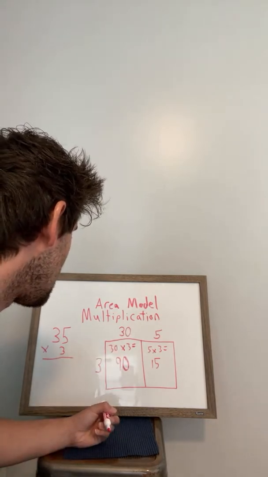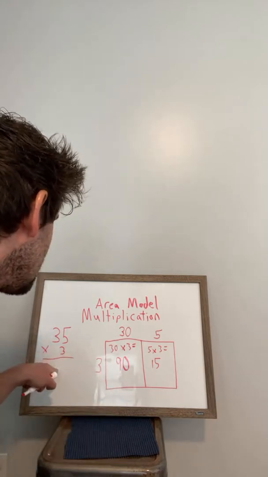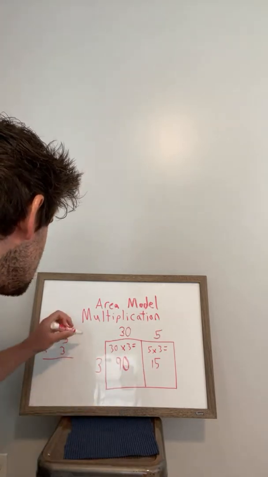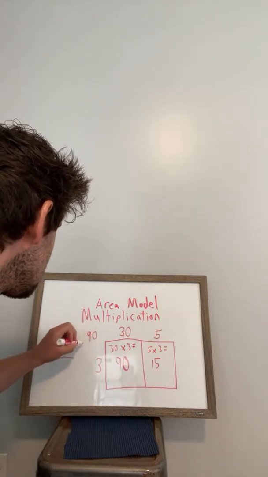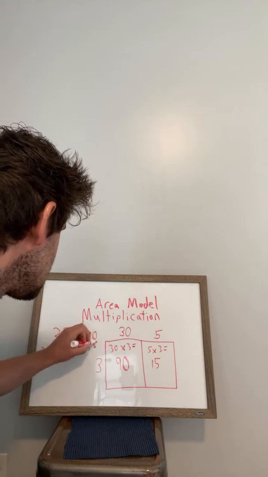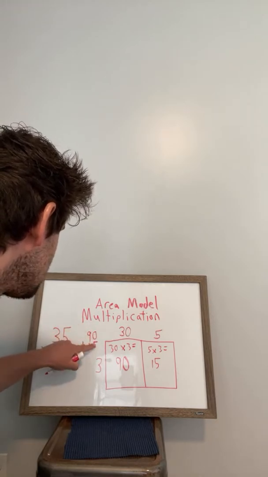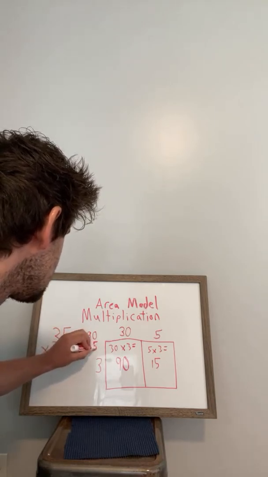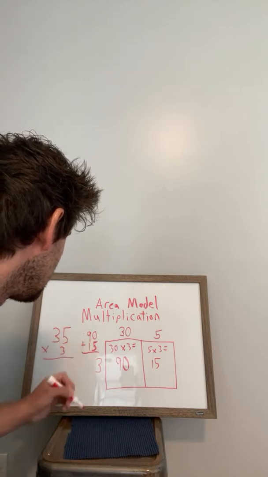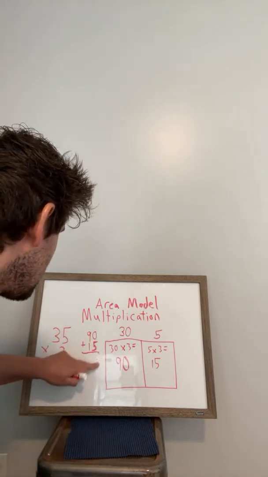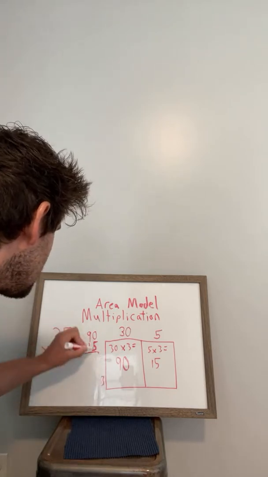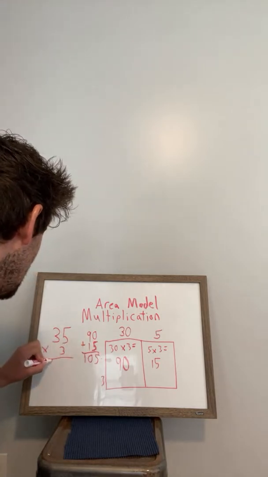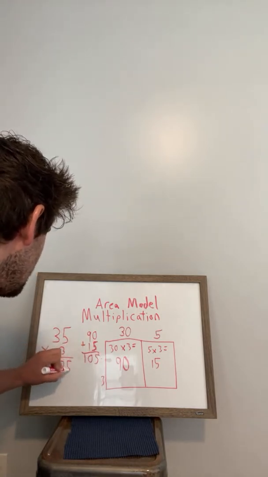90. Alright. So now to find the answer to this, the last step is we have to add these two numbers together. So 90 plus 15. Try to make that a little neater. I'll move this 3 over here too. Okay, so 0 plus 5 is 5. 9 plus 1 is 10. So 35 times 3 equals 105.